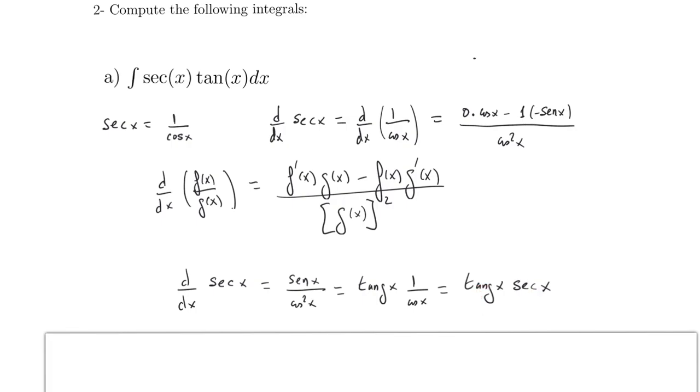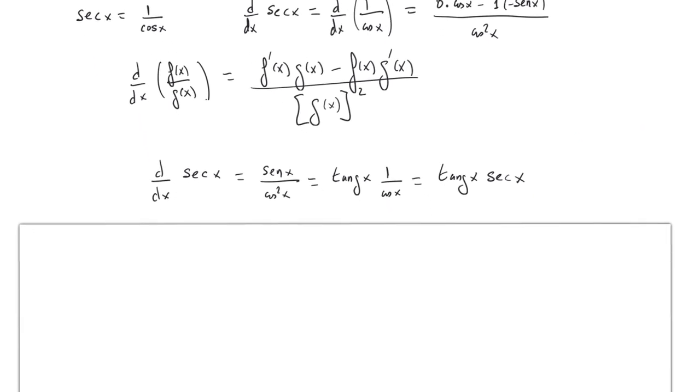Why is this important? Well, because you know tangent of x, secant x, it appears here, tangent x, secant x. So if the derivative of secant x is tangent x, secant x, it means that the antiderivative of tangent x times secant x is secant x. So the problem is already solved.